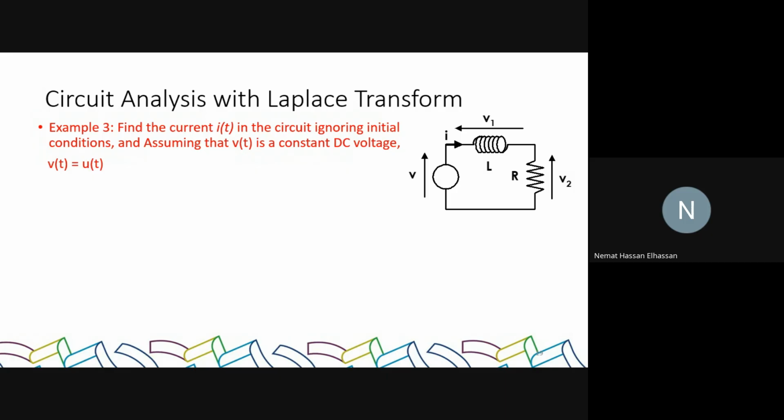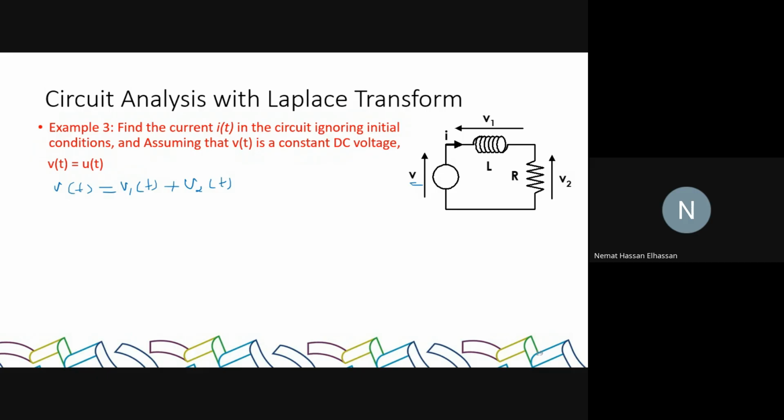Now, do you remember Kirchhoff's voltage law? What does it say? The algebraic sum of voltages in a closed loop is equal to 0. It's like conservation of energy: if you start with something, you lose it and you end up with 0, right? Let's apply Kirchhoff's law here. This is my source V. V of t is equal to V1 of t plus V2 of t. All clear so far?